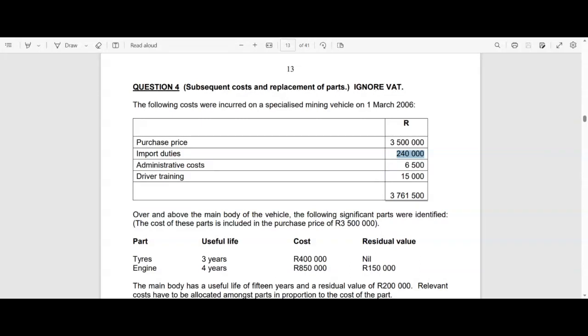You know, if it was loaded off a ship, because it's such a heavy and large item, it probably would have been transported by ship instead of plane. So it doesn't really matter. The fact is, customs have a warehouse at the airport, but they've also got warehouses at the seaports, right? So once that specialized mining vehicle was loaded off from the ship or whatever vessel transported it, it would have gone to the customs warehouse, and customs will not release that item, that asset, unless you pay the import duties, right?